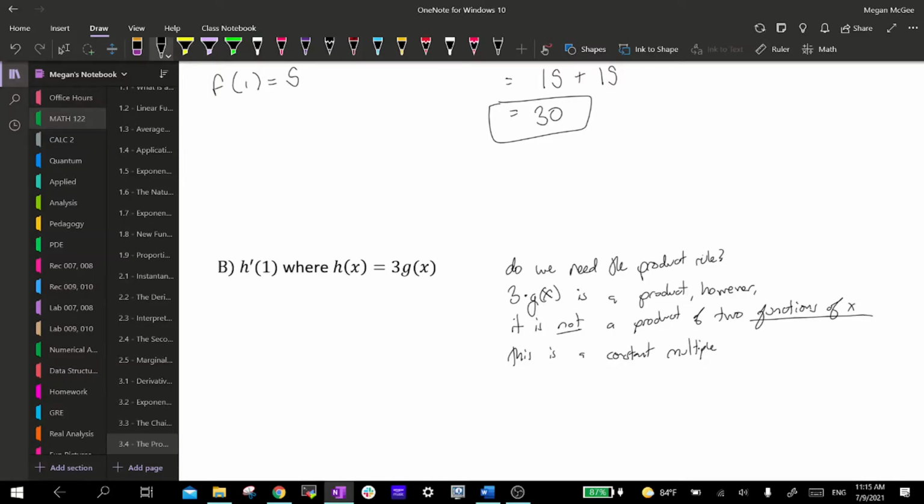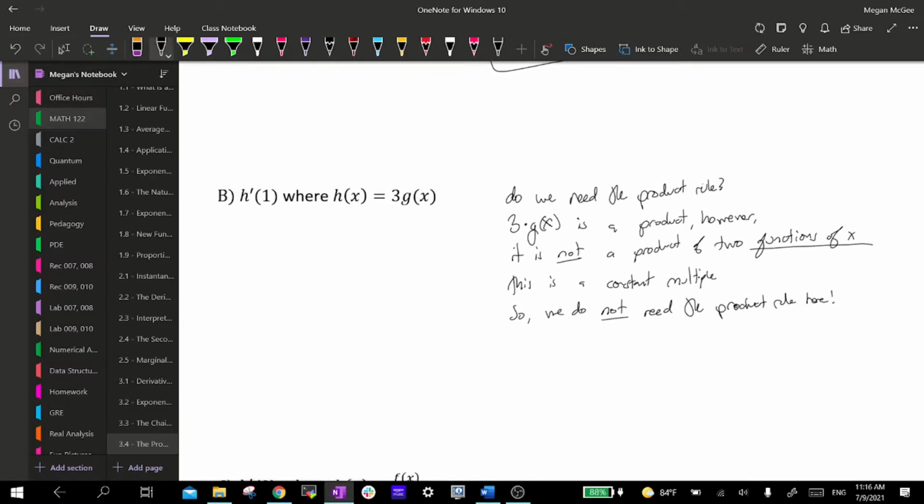We know we could just pull those right outside of derivatives, can't we? So we don't need a special rule for this instance. Alright? So we do not need the product rule here. So if we have h prime of 1, this is the derivative of 3 times g of x. So this is going to be 3 times g prime evaluated at 1. No special rules here, right?